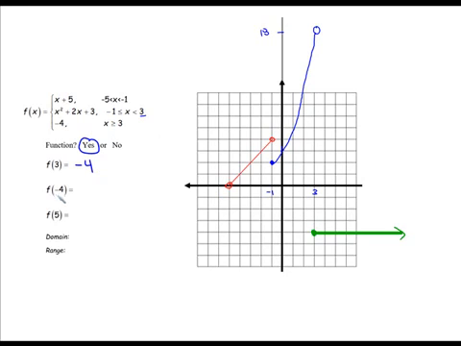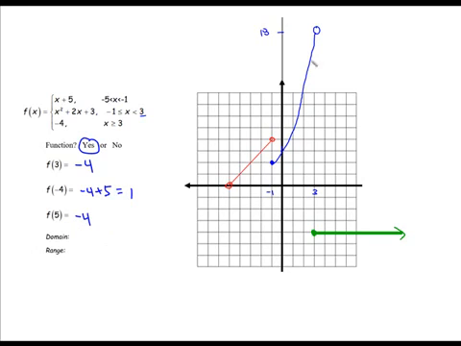F of -4, so which domain? -4 belongs in this first domain over here. So we have -4 plus 5. That's going to give us 1. F of 5, which domain is that? Well, that's going to be this one again. So that's going to give us -4 as our answer.